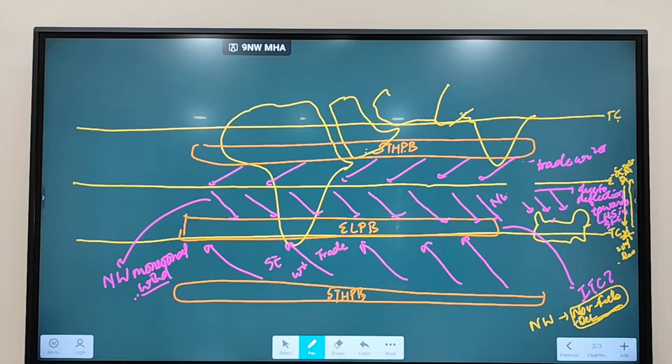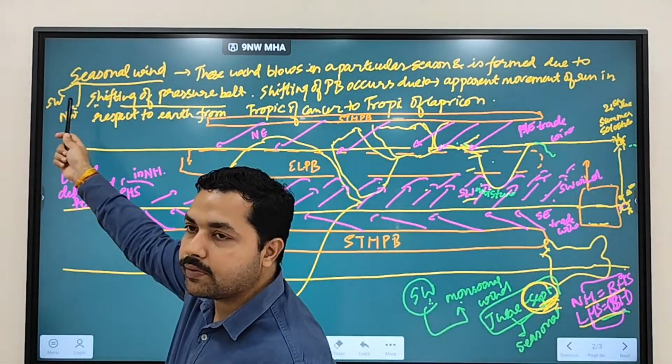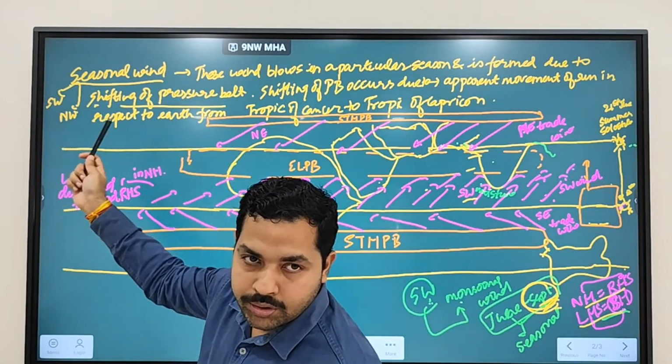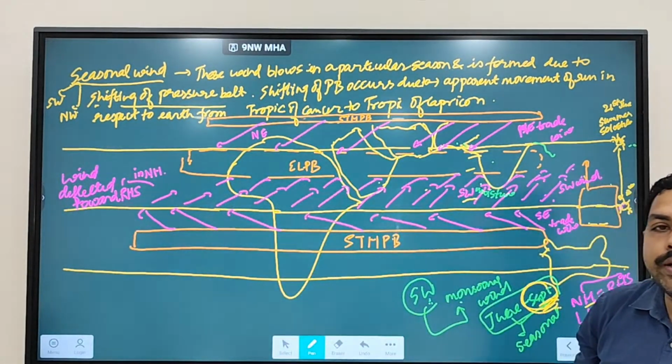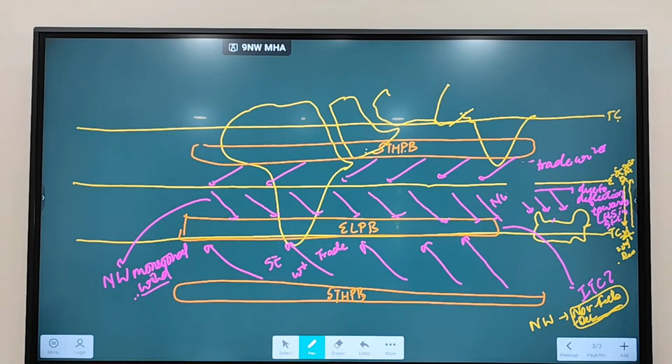So this shifting of the pressure belt is causing what? It is causing the creation of two types of wind. One is called the southwest monsoonal wind. Another is called the northwest monsoonal wind. Since these winds blow in a particular season, that's why they are referred to as what? They are referred to as seasonal winds. Fine.